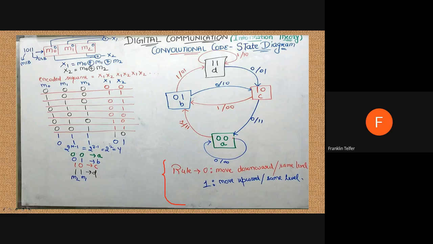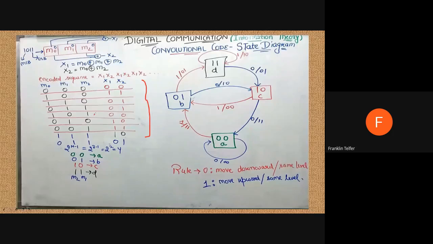If it is the same level, you have to put the arrow mark. Okay, it is going to the same state. If you move upward, it should go to some other upper state. Or if you move downward, you have to move from upward to downward, to the lower state. This is the rule. So in this way, we are going to plot it from the encoded sequence.